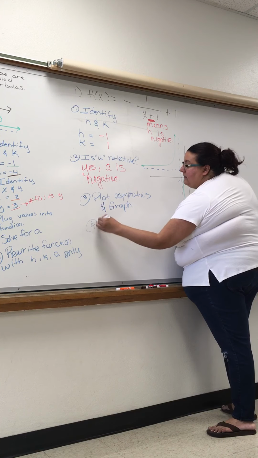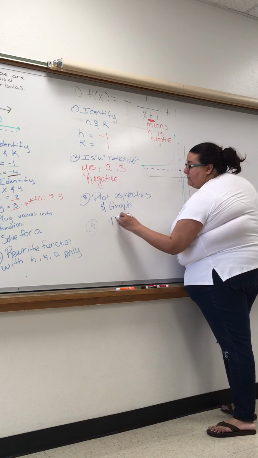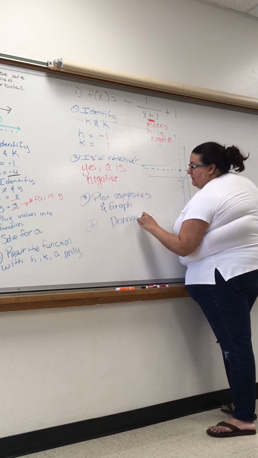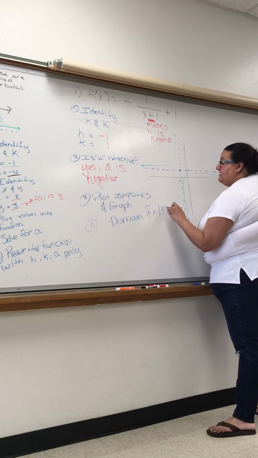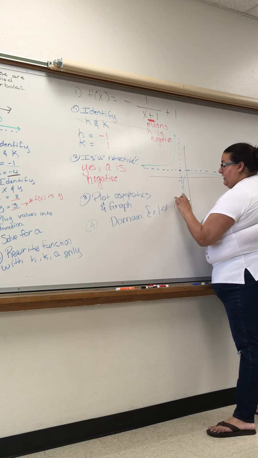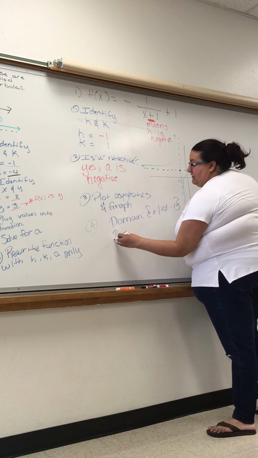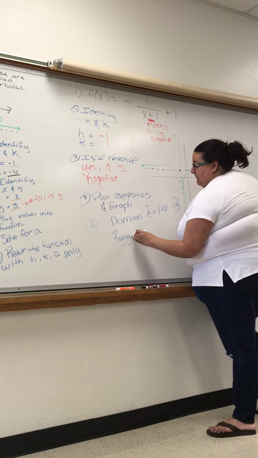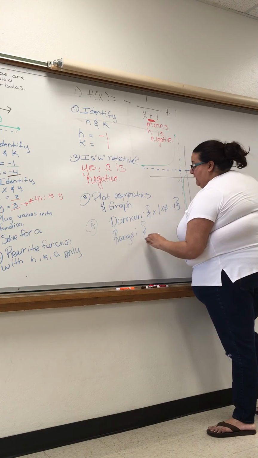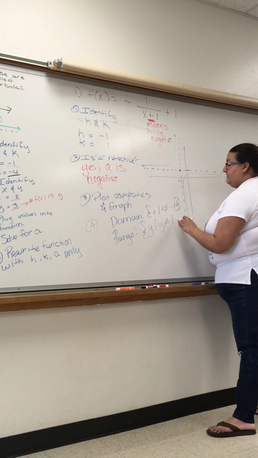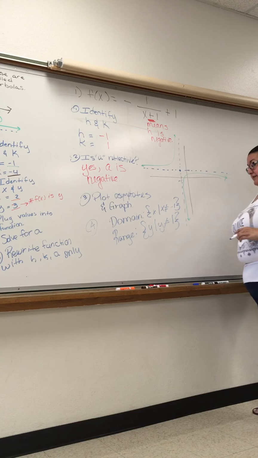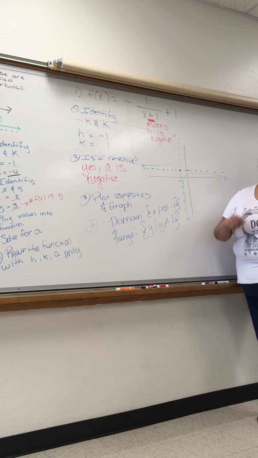Step 4, what is my domain and range? The domain is all values of x such that x is not equal to negative 1. My range is all values of y such that y is not equal to positive 1. Easy peasy? Yes? We're good?